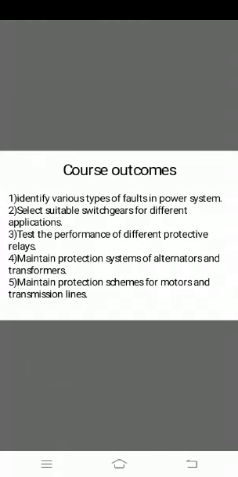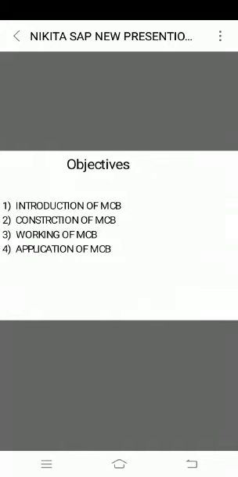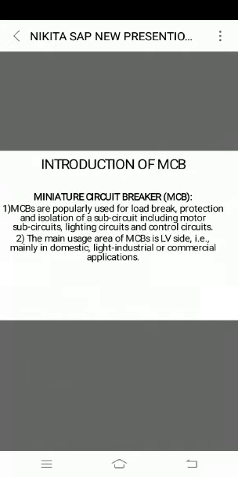Means in this presentation we have to know the various faults of power system and different types of switchgear applications, then different protective relays, then how the system protects the alternator and transmission lines. So the objective of this presentation is introduction of MCB, construction of MCB, working of MCB, and application of MCB. First of all, we have to know about the introduction of MCB.